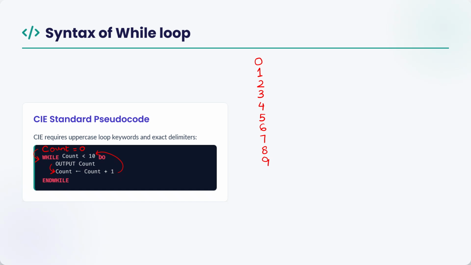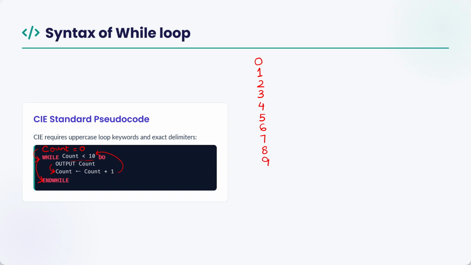Now when on 10 it moves back to the condition. Count is no more less than 10, but it is equal to 10. Since this condition will be false now, it will move directly from the while loop to the end while without going inside the loop. And hence in this way it is going to come out of the loop.